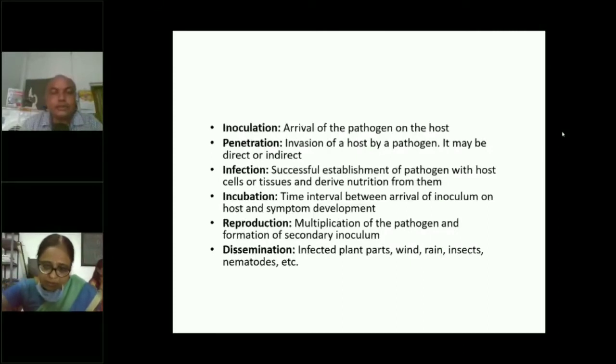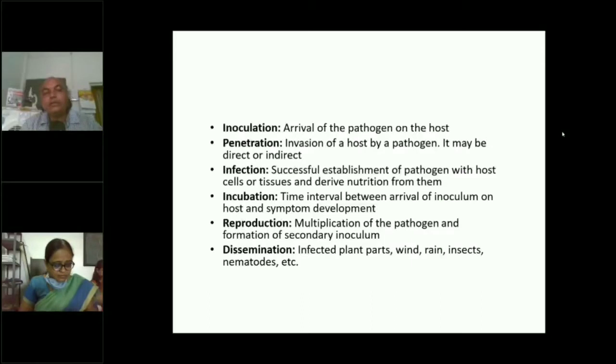Okay. So, as far as infection is concerned, the successful establishment of the pathogen with the host cell or tissues, and when the pathogen derives its nutrition from the host, then we call it infection. Then incubation is the time interval between arrival of inoculum and symptom development; that period is called the incubation period. Then reproduction: multiplication of the pathogen and its formation of secondary inoculum is called reproduction. Then dissemination. Infected plant parts, wind, rain, insects, and nematodes disseminate the pathogen from one place to another place. So, for example, rust can disseminate from one continent to another continent. Therefore, pathogens have different dissemination capacity.